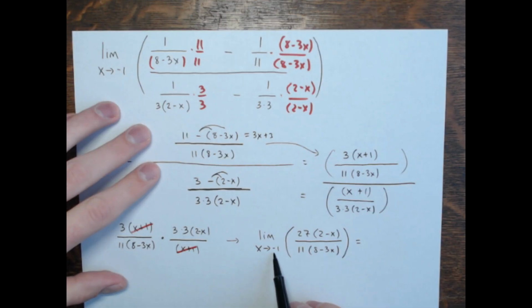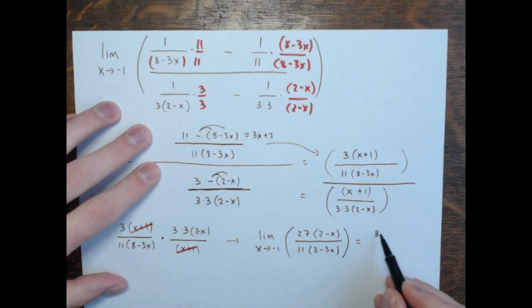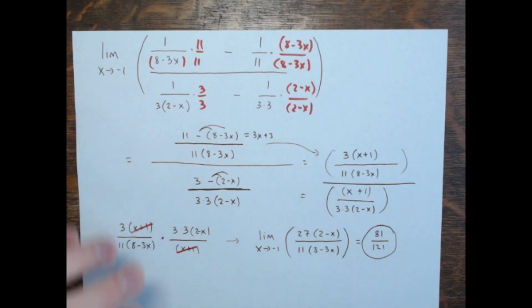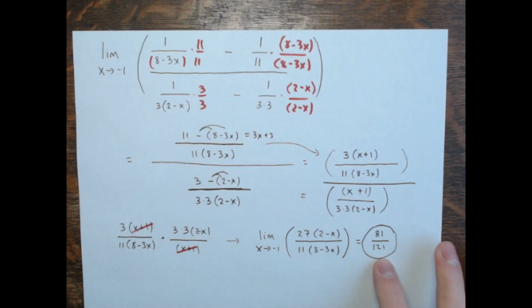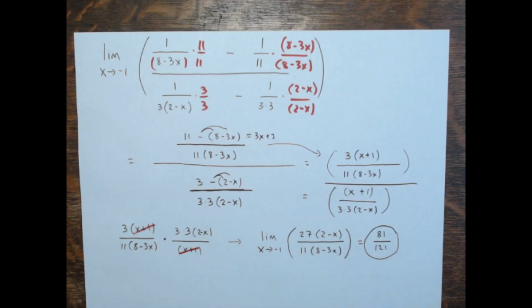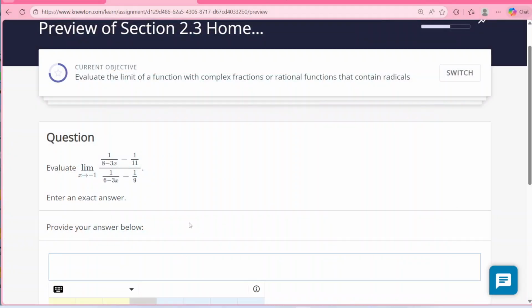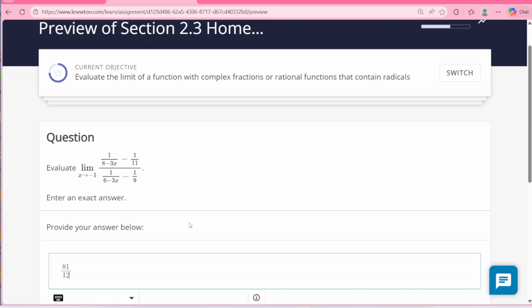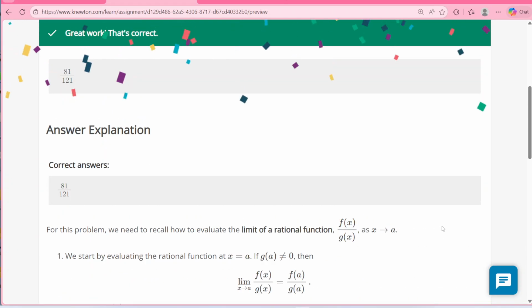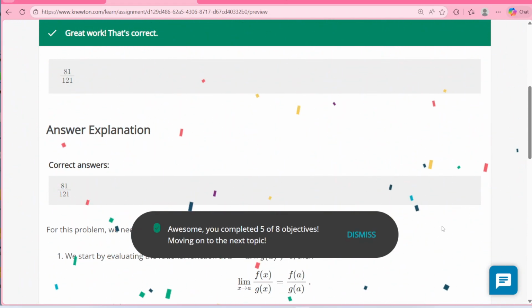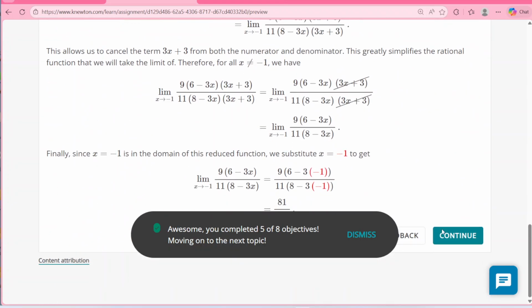Now when x is -1, 2 minus -1 is 3. 3 times 27 is 81. So I got 81 in the numerator, and then down here I have 11 times 11, 121. And there's our limit, 81/121, which once again is probably not something you would see from a table or a graph. So 81/121. A lot of algebra can be a little tedious, but I'm sure you can manage.